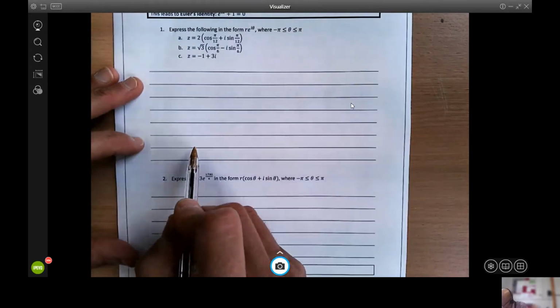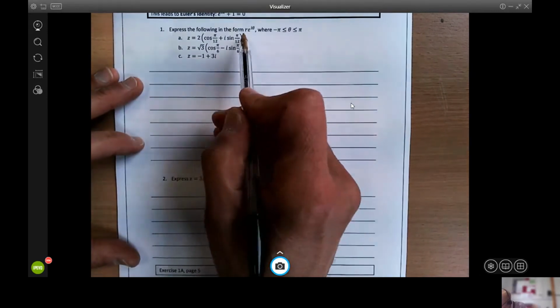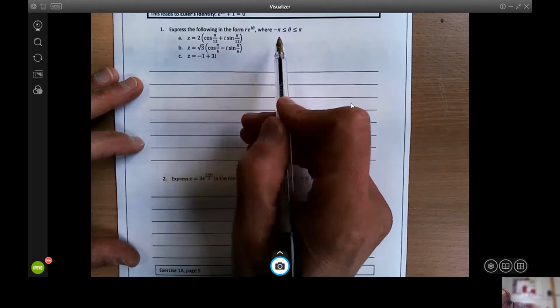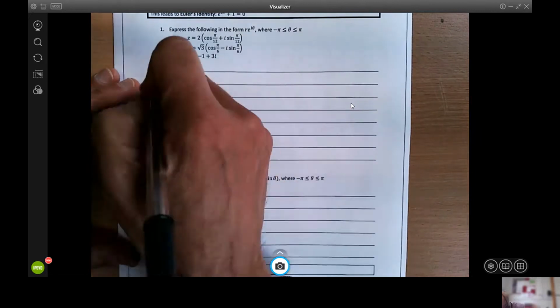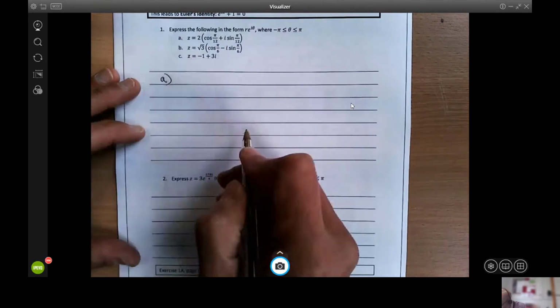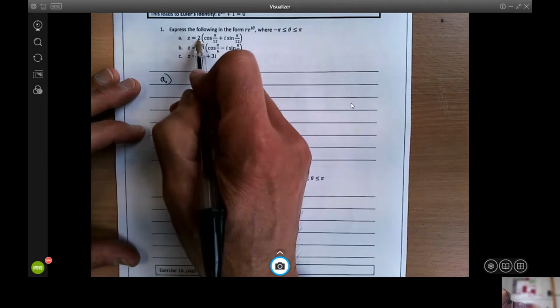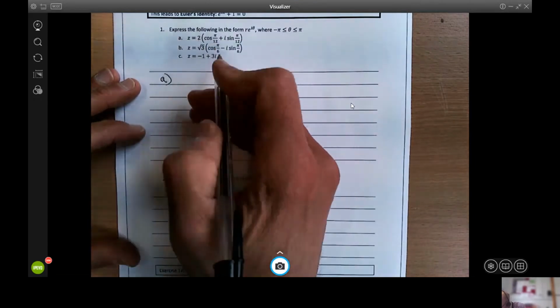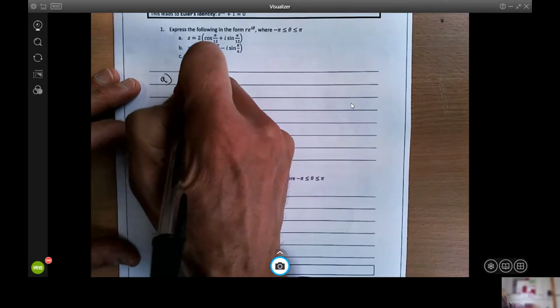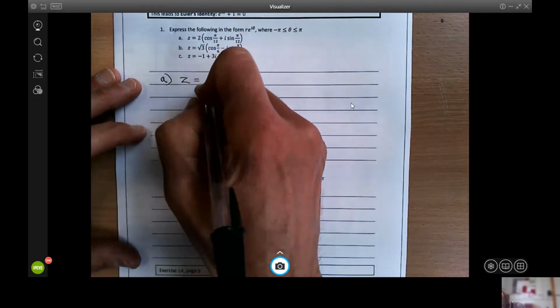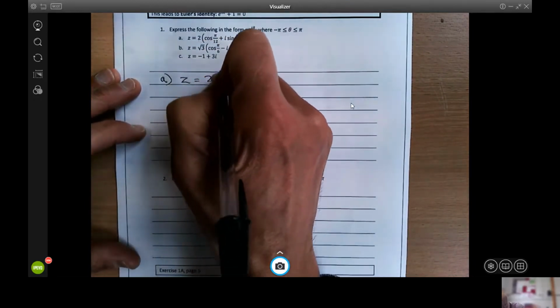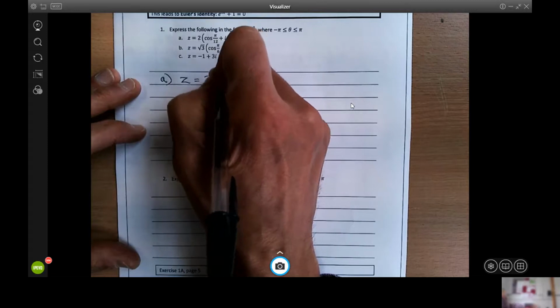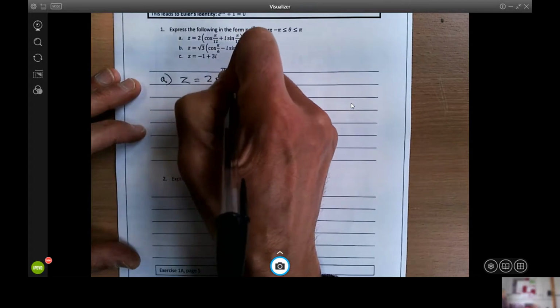in exponential form. So for A, we're going to say, well, the modulus is 2, the argument is pi over 12, so z is equal to 2 e to the pi over 12 i.